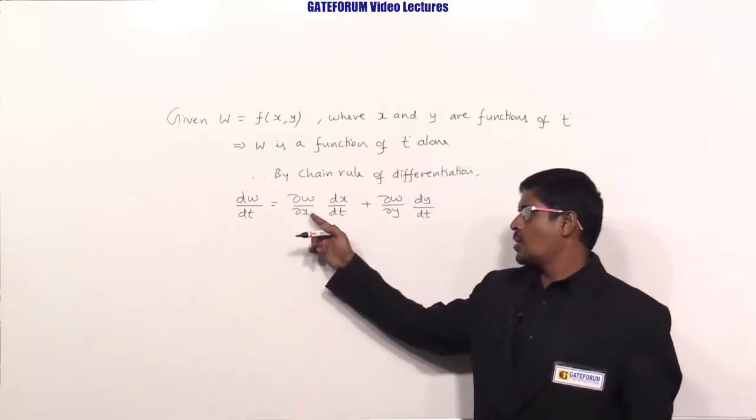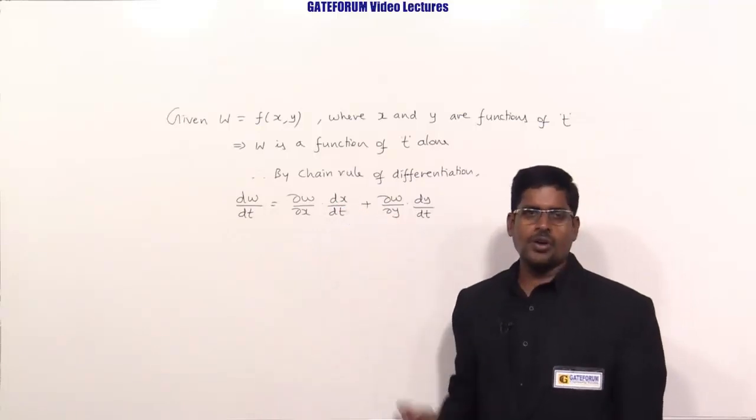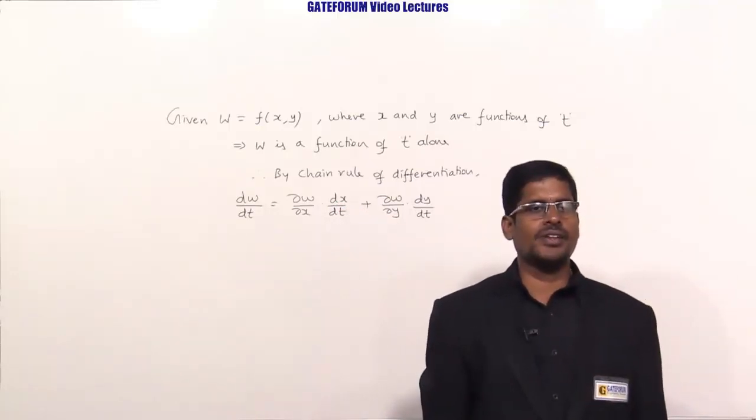So the answer is dou w by dou x into dx by dt plus dou w by dou y into dy by dt. Accordingly, the option is C. This is end of the question.